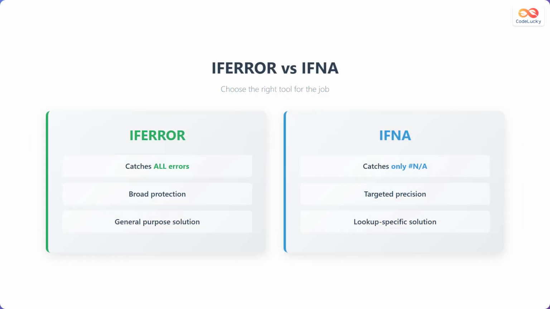Let's compare IFERROR and IFNA to help you choose the right tool for the job. IFERROR catches all errors, providing broad protection, and is a general-purpose solution. On the other hand, IFNA catches only #N/A errors, offering targeted precision, and is a lookup-specific solution.